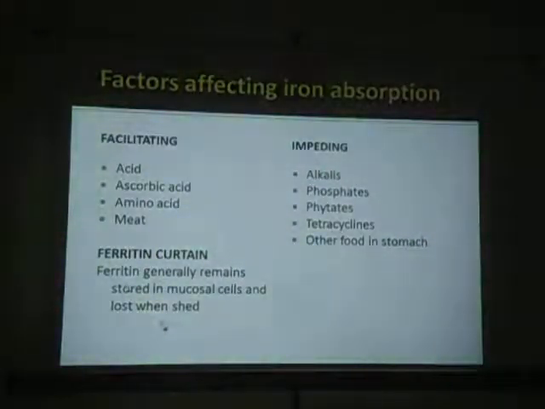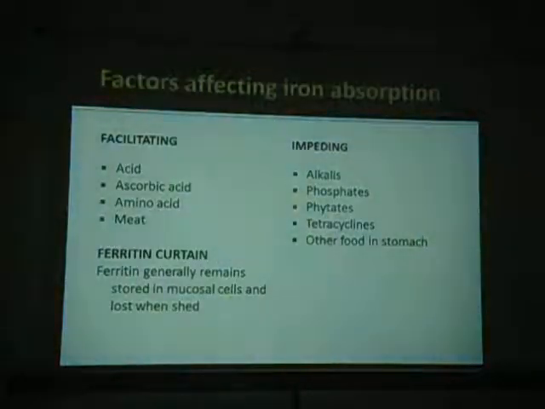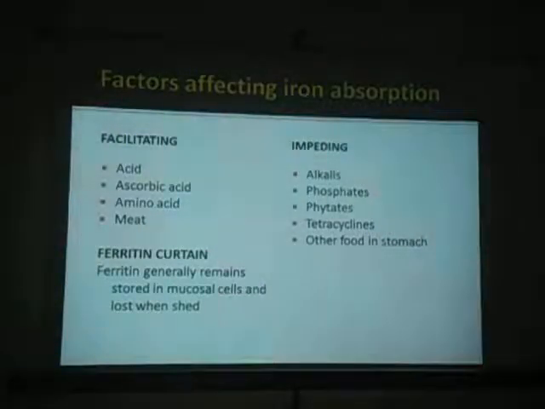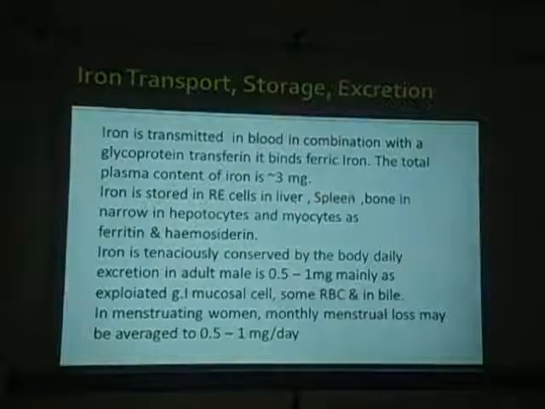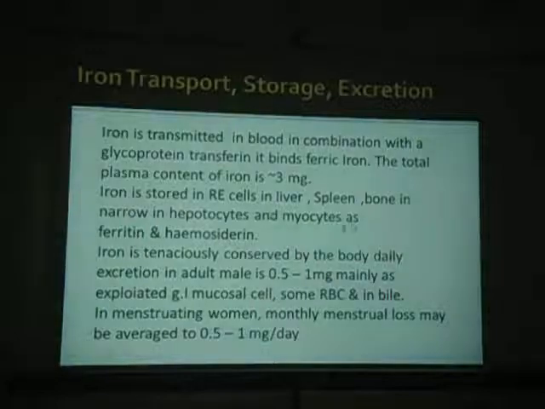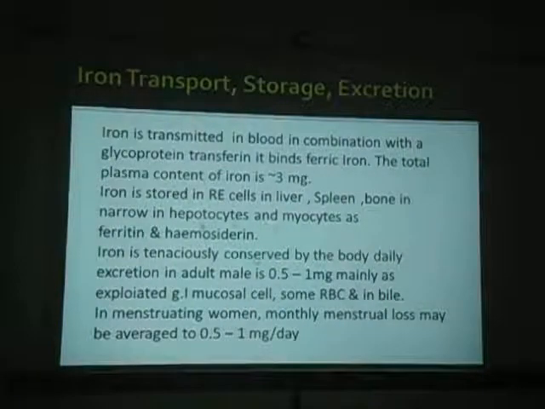Ferritin content: iron which is absorbed is stored at the basal side of these cells, and when the iron is not required, they are shed off. As it is stored at the basal layer of these cells, we call it the ferritin content mechanism. Iron is transmitted in the blood in combination with a glycoprotein, transferrin. We need to remember transferrin, apoferritin. This will be explained in iron deficiency anemias, just in brief. Iron is stored in the reticuloendothelial cells, in the liver, spleen, bone marrow, and in hepatocytes and myocytes as ferritin and hemosiderin. So for iron, we have the storage forms ferritin and hemosiderin, and the transport forms transferrin and apotransferrin.